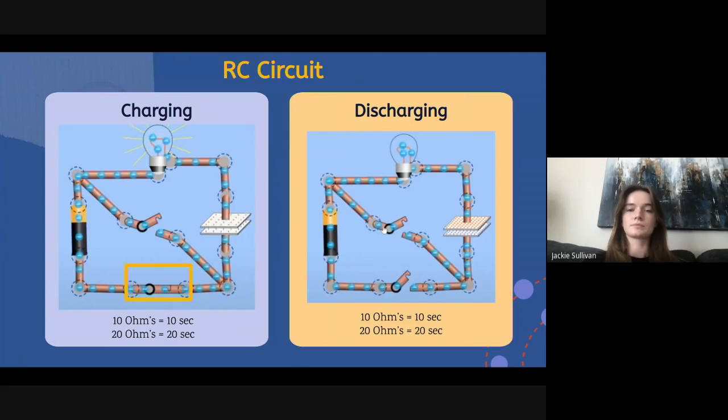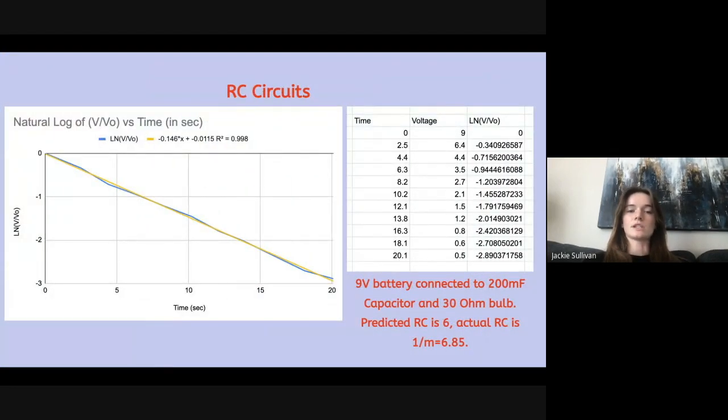And then for the RC circuits, I plotted this with my timer, the voltage, and also the natural log plot, to show the 9-volt battery connected to the capacitor and also the bulb. And the predicted RC is 6, but the actual one that I observed from my timer was 1 over the slope, which is equal to 6.85, which is still pretty close to the predicted one.